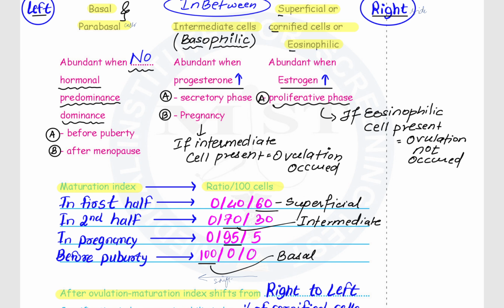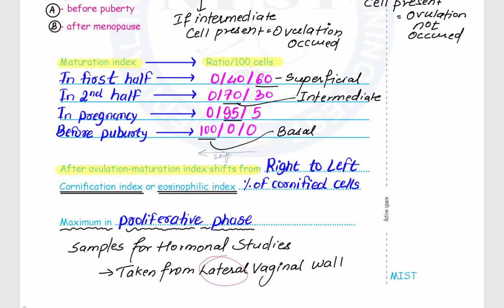Second half you have more progesteronic cells, which are basophilic cells. So 0, 70, 30. In pregnancy, what is more? Basophilic cell is more, but very, very high. So 0, 95, 5. And before puberty, it is 100, 0, 0. Cool. First half 0, 40, 60. Second half 0, 70, 30. Pregnancy 0, 95, 5. And then pre-puberty, or you can say post-menopause, it is 100, 0, 0.